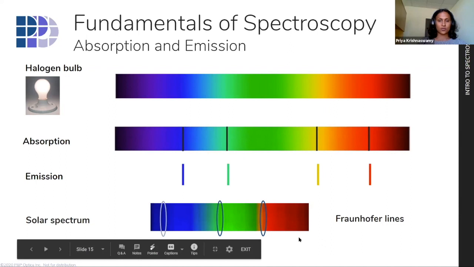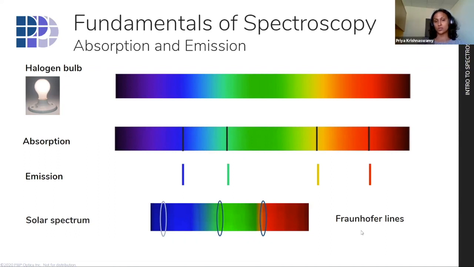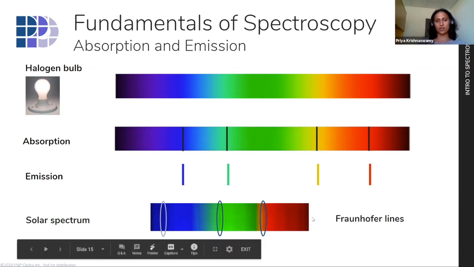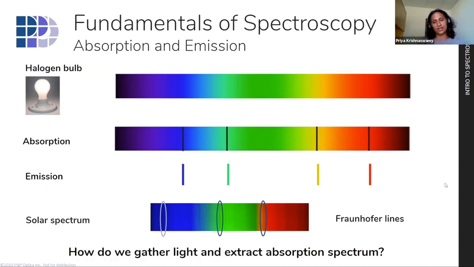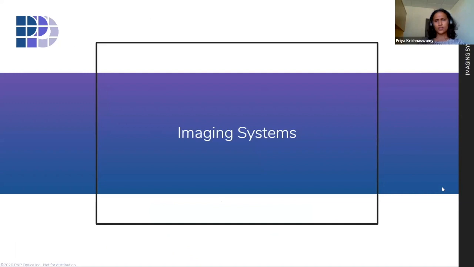Just like what we saw in the solar spectrum, there are dark bands here. Once we understood what these dark bands are and what the pattern is, it was easy to figure out what elements were present. These are called Fraunhofer lines. So this comes back to the next question. Now that we know the underlying science, how do we gather this light and how do we extract this powerful information? We are going to go into imaging systems to understand that.